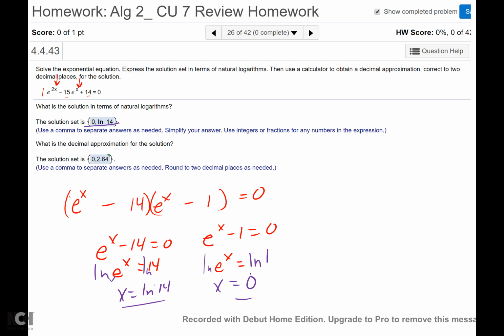And then if I turn this one into a decimal, ln of 14, I get 2.63905, blah, blah, blah, which is the 2.64, and the 0. Okay?